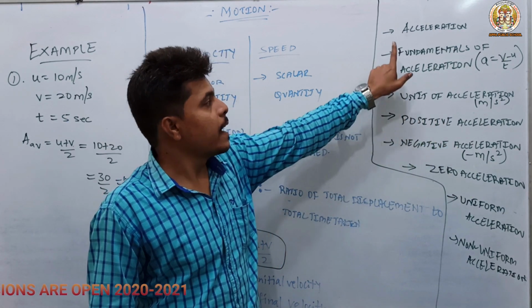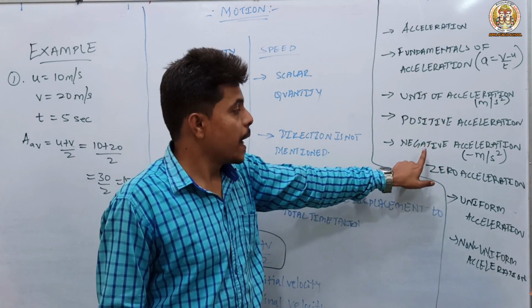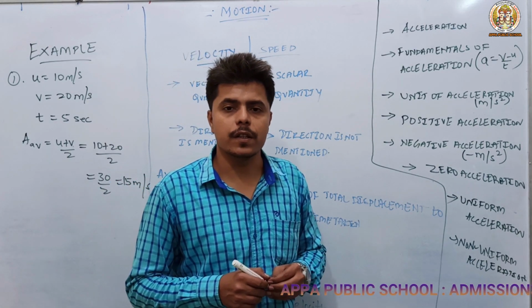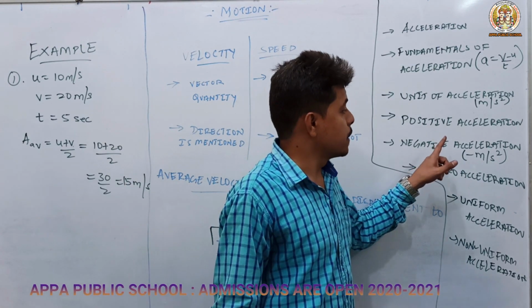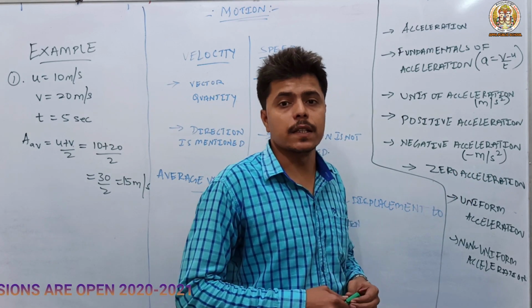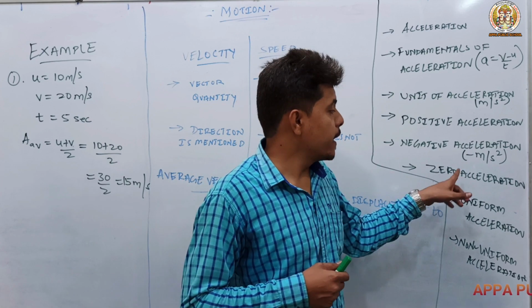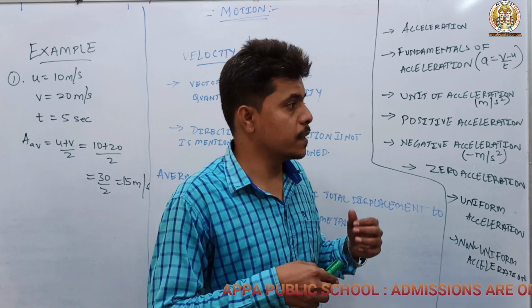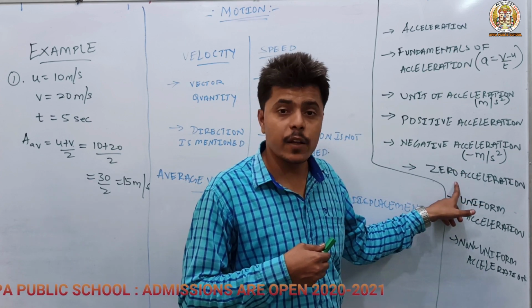So we came across the fundamentals of acceleration, unit of acceleration, positive acceleration, and negative acceleration. Next is zero acceleration. When does zero acceleration come? Here u or v might be zero, and when zero is in the numerator, it can only be zero. So we can say zero acceleration.